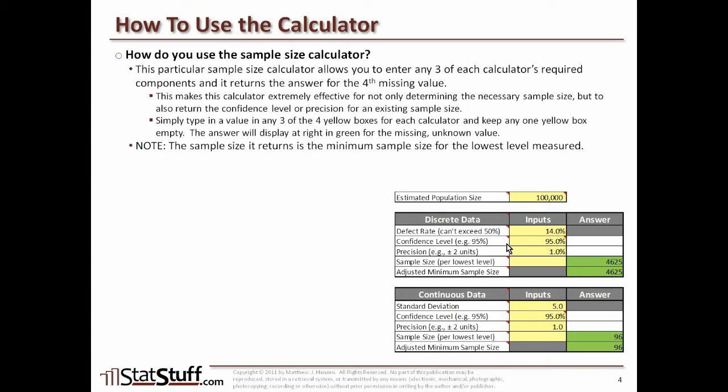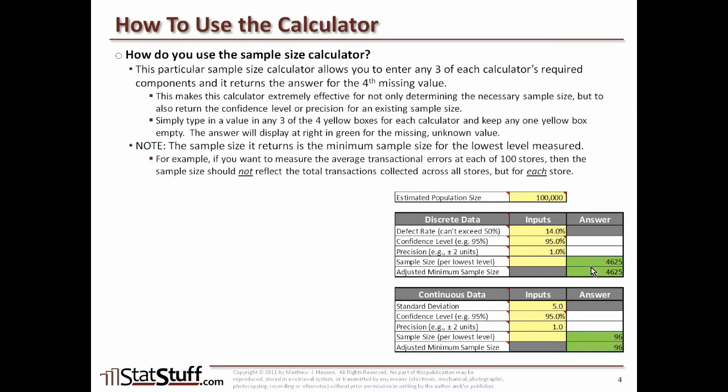Now, a note here is that the sample size returns the minimum sample size for the lowest levels I had shown on the prior slide. So you've got to be careful that you have the right population represented, but you can select the lowest sample size between the sample size and the adjusted minimum sample size, but you also have to make sure that you're using it at the lowest possible level, depending on how you're going to subdivide your data.